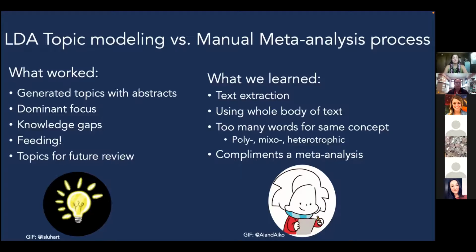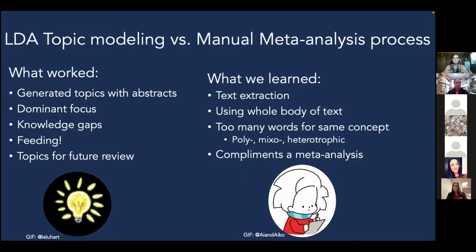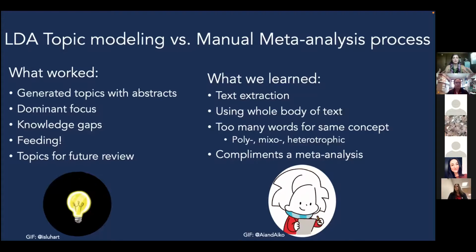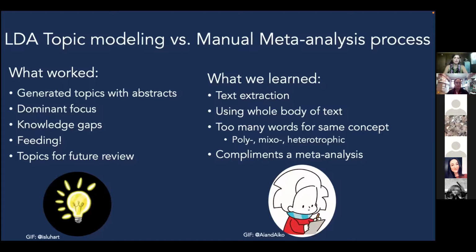And I found that using the whole body of text overwhelmed the modeling effort. But with doing that, I wasn't able to pull out some of that specific information, because sometimes not all of the study species or regions are included in the abstract text. So there's some of that disconnect there.